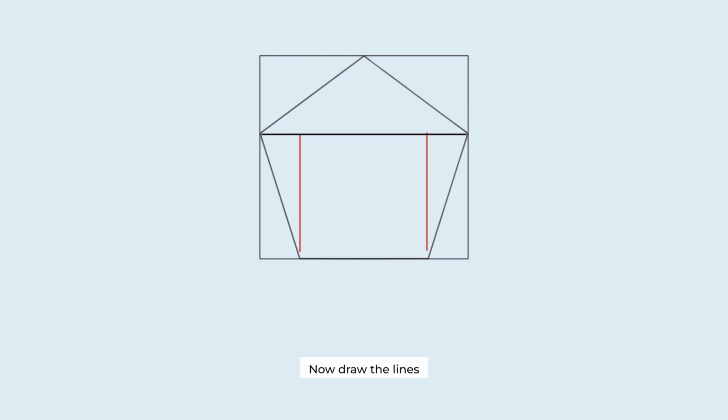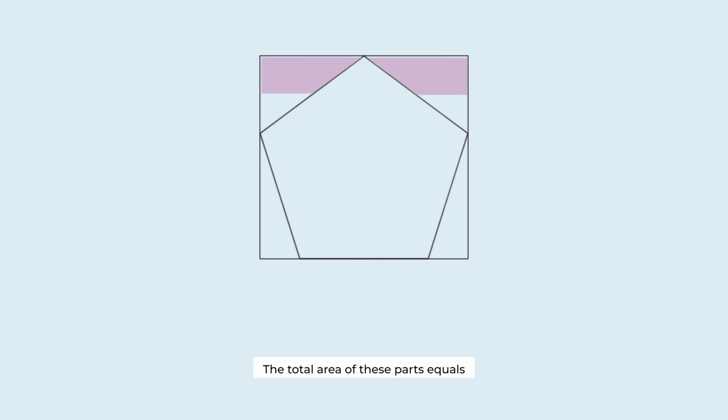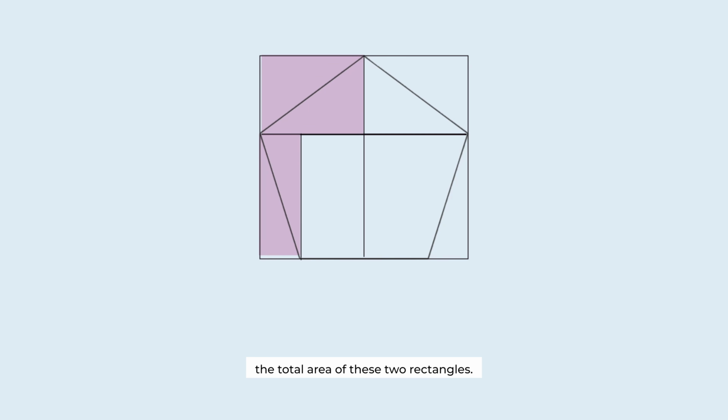Now, draw the lines passing through these 2 points that is perpendicular to this line. These 4 right triangles are congruent. Thus, the sum of this area and this area equals the area of this rectangle. The total area of these parts equals the total area of these 2 rectangles.